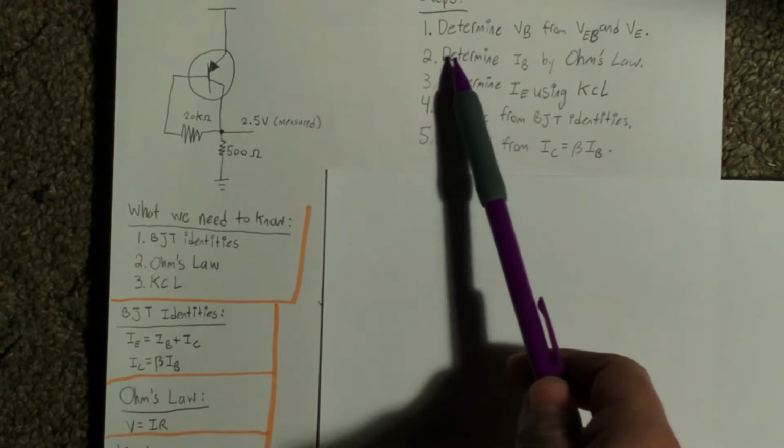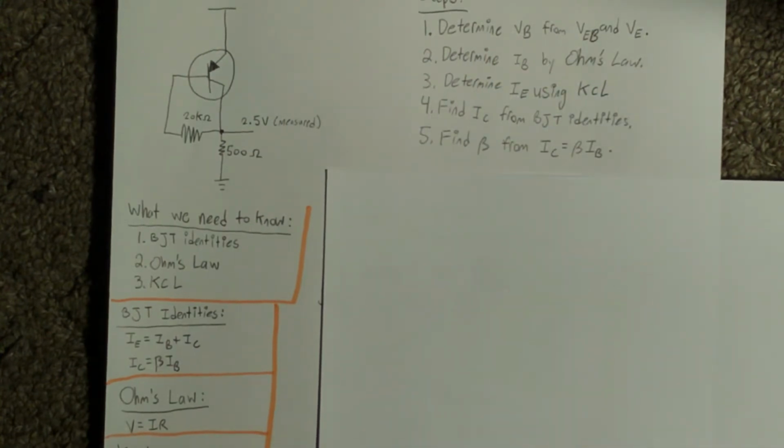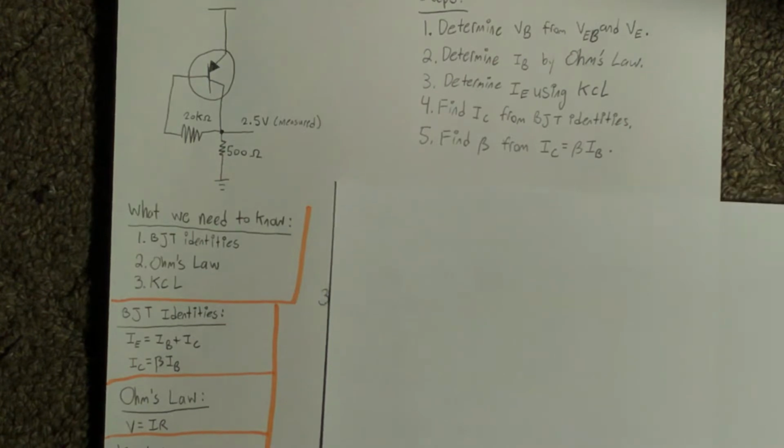Okay, number 2, determine IB by Ohm's law. 3rd, determine IE using KCL. 4th, find IC from BJT identities. And lastly, find beta from, as you would expect, IC equals beta IB. All right, let's get into it.